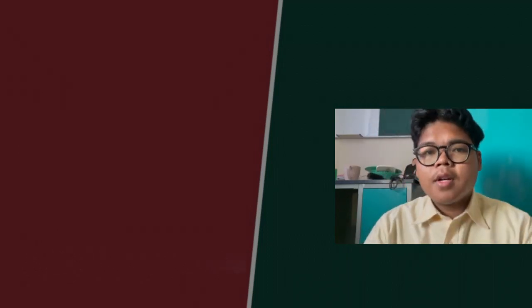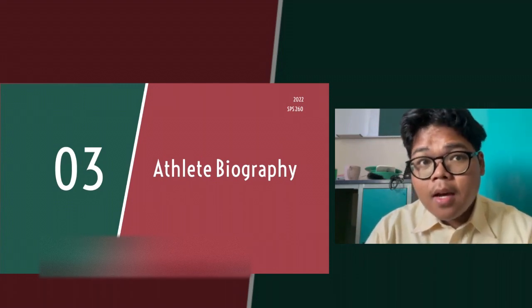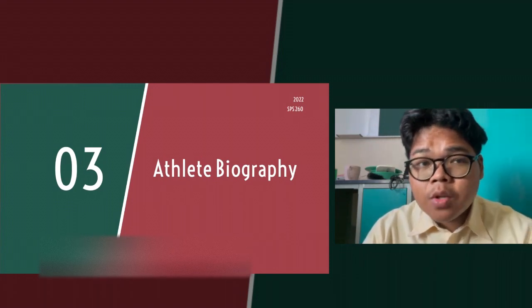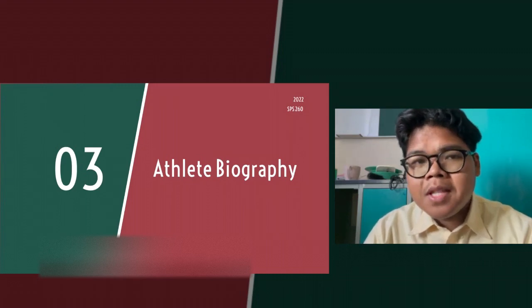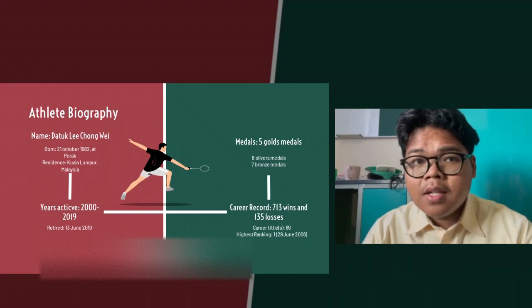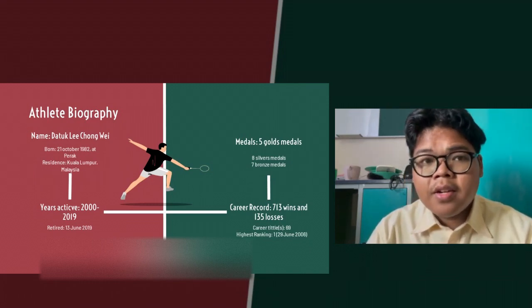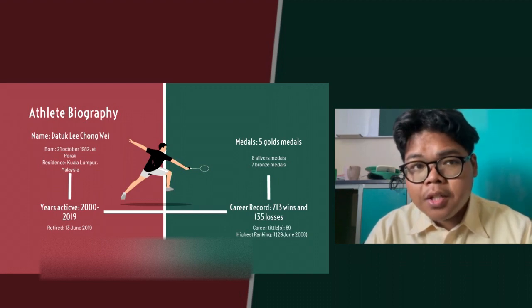Assalamualaikum warahmatullahi wabarakatuh. My name is Muhammad Syamil bin Samuzlan, and today I'm going to present about athlete biography. Our athlete that we chose is Lee Chong Wei. His full name is Datuk Lee Chong Wei, and he was born on 21st October 1982 in Perak. He is currently staying in Kuala Lumpur, Malaysia.